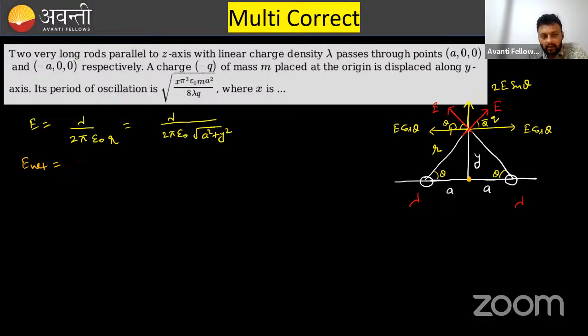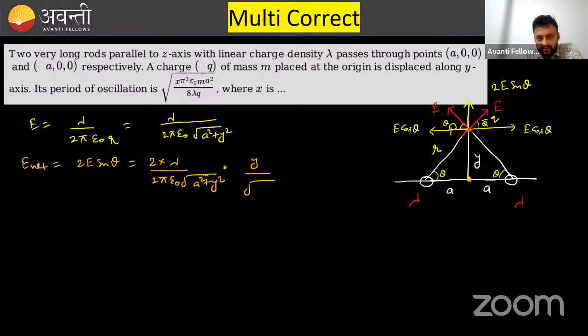So net field will be 2E sin theta, and 2E is lambda by 2 pi epsilon naught root of a square plus y square into sin theta. Sin theta, if I say, that will be y divided by root of a square plus y square. Calculation check करते रहना. This is your E net.